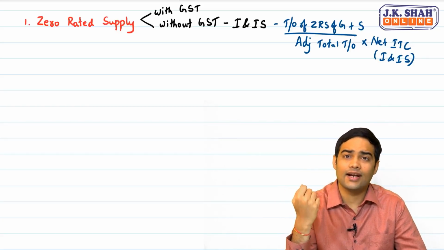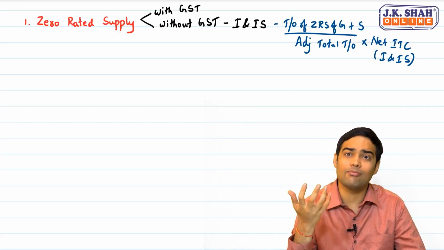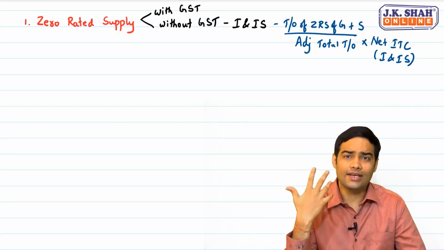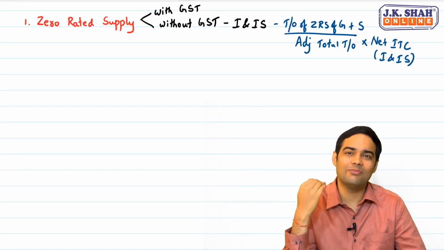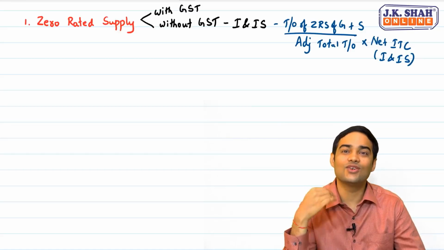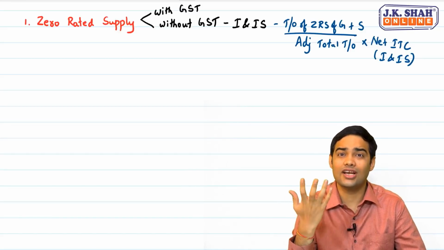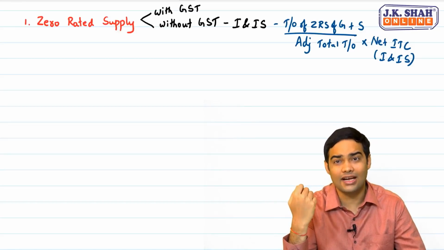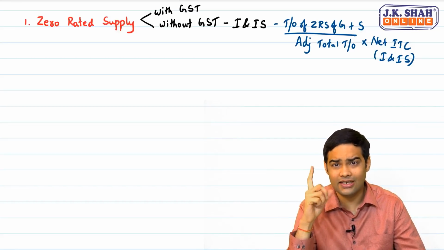CBIC has clarified that you can club different financial year refund applications together. So the frequency of filing refund application is completely on you. It could be monthly, it could be quarterly, it could be half yearly. In fact, CBIC has said that different financial year refunds can be clubbed together. Now, let's try to understand the meaning of each of this.